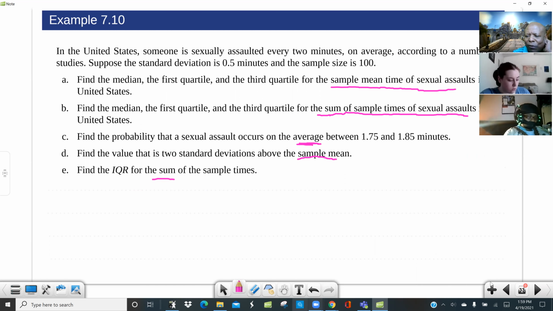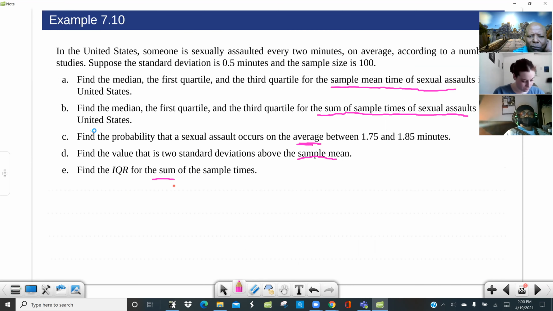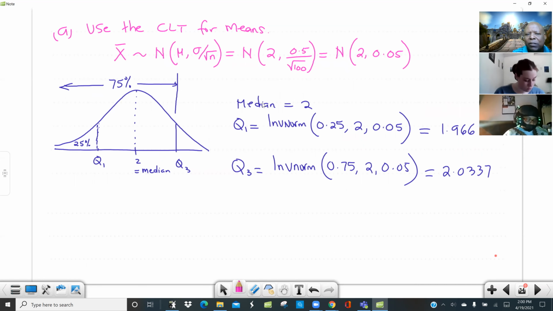So let's go and build our normal distributions. Use the central limit theorem for sums for part A. Why? Because it says find the mean and all that for the mean time. But we know that the sample means follow a normal distribution with the mean mu, the same as the mean of the population, and the standard deviation is 0.5 over the square root of 100, which is 10. So this is our new normal distribution that we're going to use.